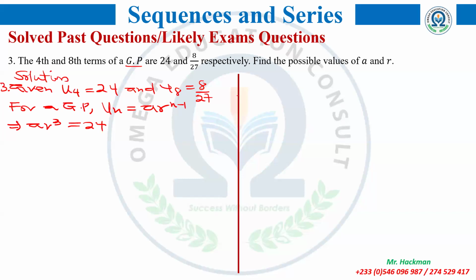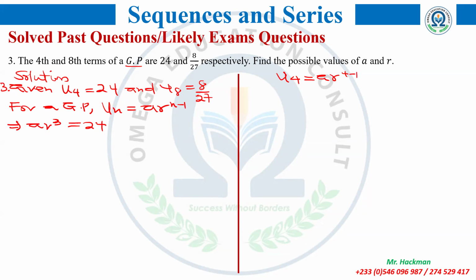Okay, so if I don't know A, I don't know R, but I know n. So let me use U sub 4 will be equal to A r to the power 4 minus 1. Do you agree?